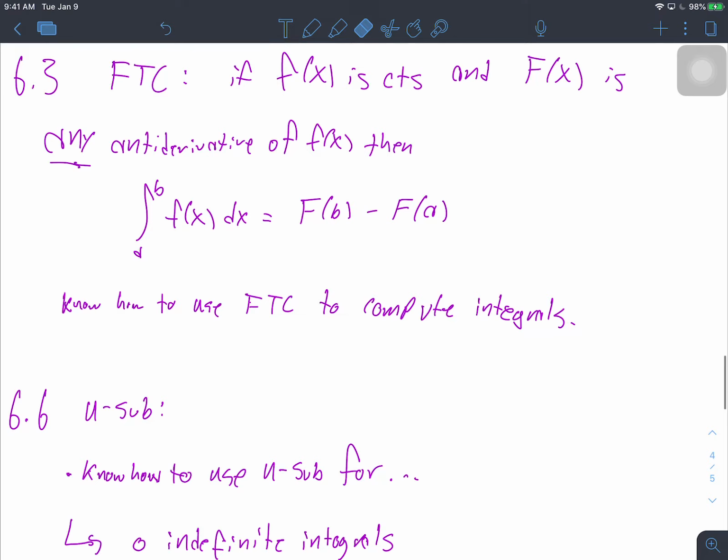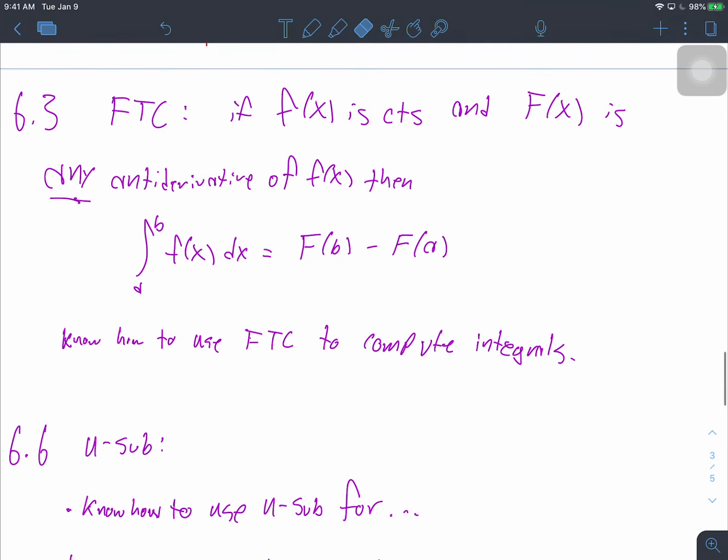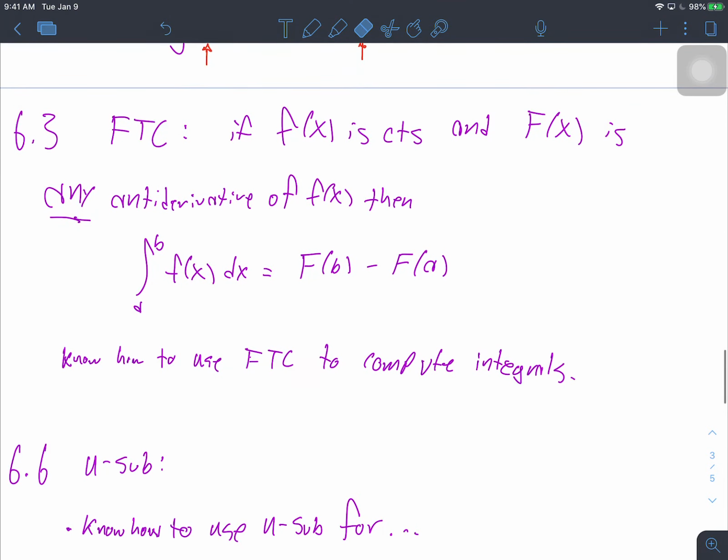Okay, so 6.3, we talked about the fundamental theorem of calculus again, and we gave sort of what I feel like is the better way of writing it. We said that if little f of x is some continuous function, and capital F of x is any antiderivative, we can just pick whichever one we want. Okay, capital F of x is any antiderivative. We know there's lots of them because we can add any constant that we want.